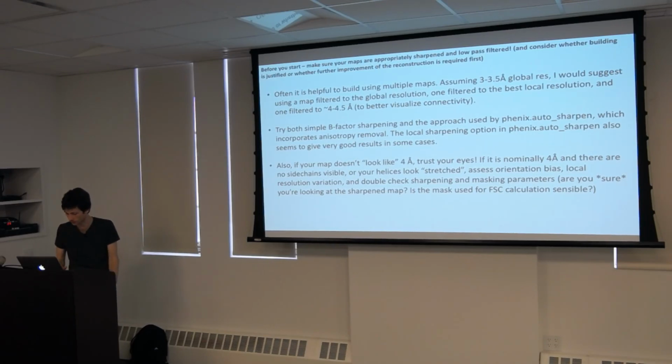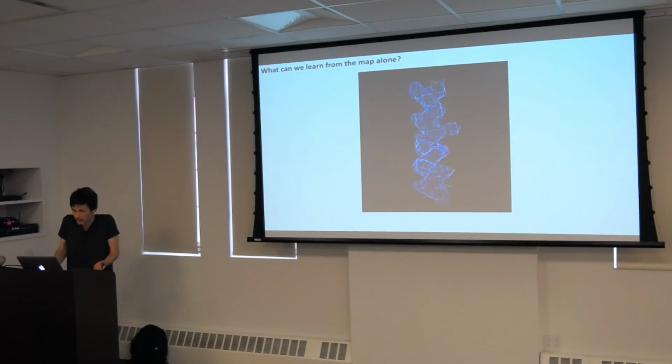All right, so getting into map interpretation. I don't know how familiar everyone is with density maps, but I think a good way to start is to look at what we can learn from just looking at a map. How much information is there in a local region of, I shouldn't say electron density, EM density, let's say. So looking at this, can anyone see anything wrong with this helix, or is there anything apparent from the helix that doesn't seem quite right? Anyone?